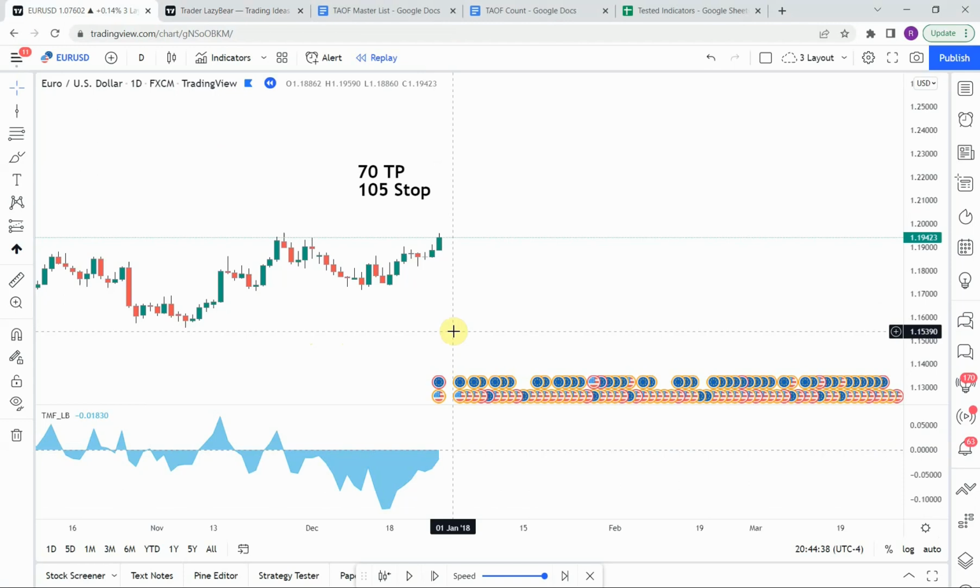Today we will be testing the Twiggs Money Flow Indicator.